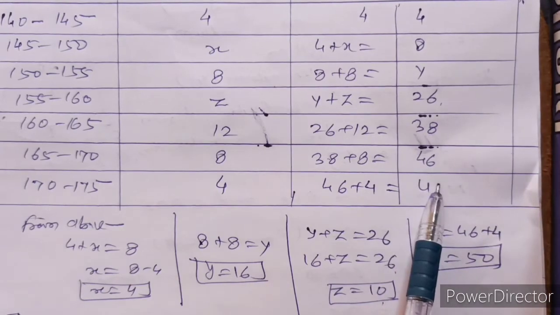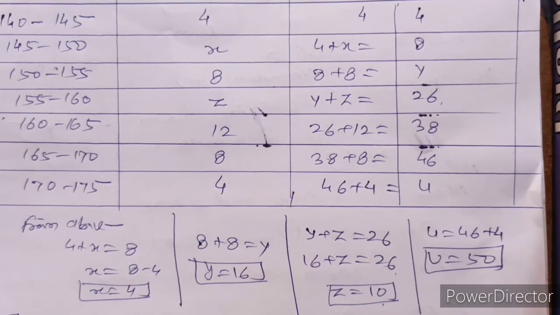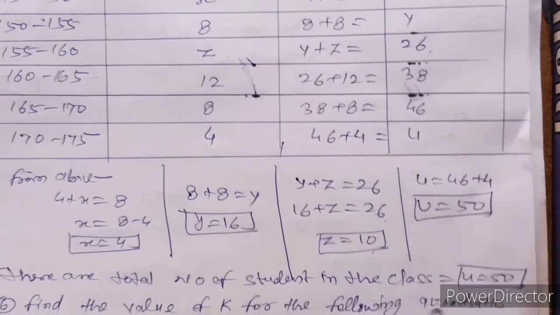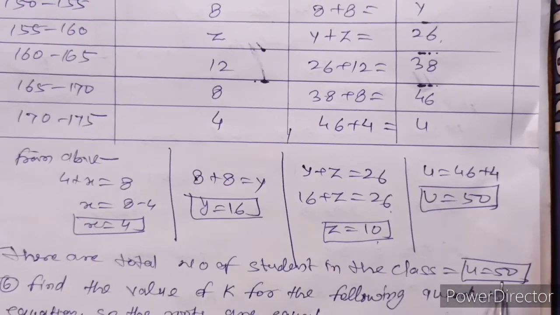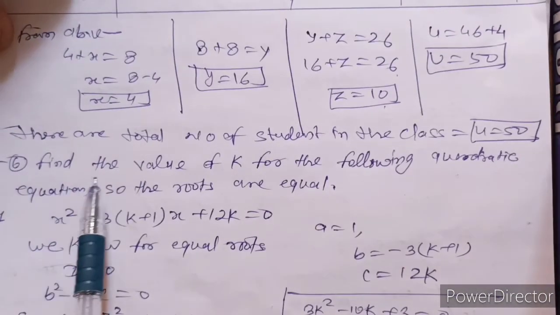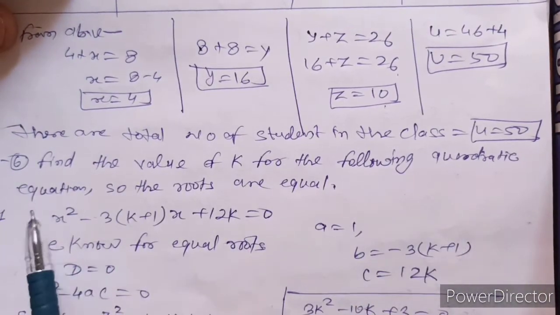That means the total number of students is equal to 50. Therefore, the total number of students in the class is 50. Now, question number 6. Find the value of k for the following quadratic equation.